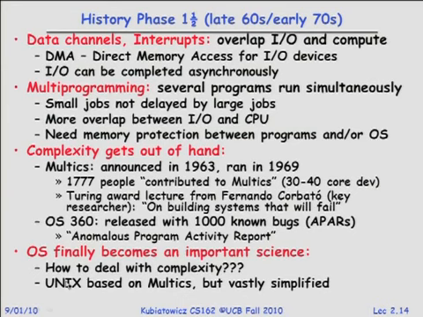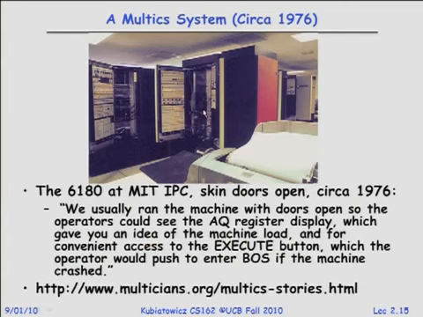All right. So here's a picture of a Multics system, about 1976. And I like this quote: "We usually ran the machine with the doors open so the operators could see the AQ register display, which gave you an idea of the machine load, and for convenience access to the execute button, which the operator would push to enter the basic operating system if the machine crashed." So basically, they kept the door open so they could see when it crashed, and then they hit the MIT equivalent of Control-Alt-Delete on a regular basis.